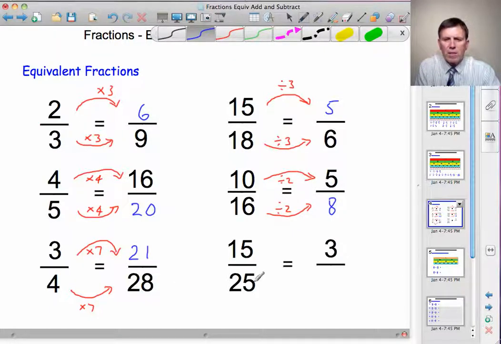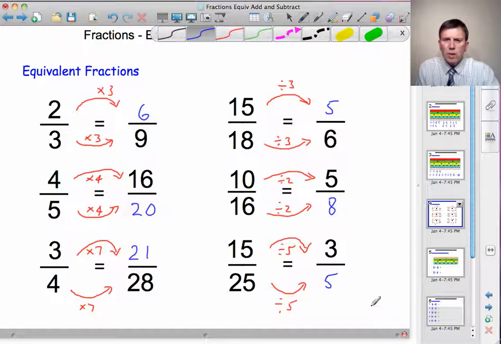And finally, 15 over 25 is equal to 3 over something. How have we got from 15 to 3? We've divided by 5. So we do the same to the bottom. Divide by 5. And 25 divided by 5 is 5. So 15/25 is the same as 3/5.